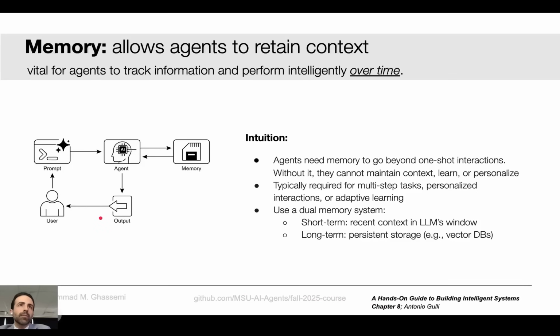So let's talk about memory. What does it do? Well, memory is what agents use to retain context. Usually these are things that they've seen in the past that are important for answering questions in the present. So it's pretty vital for agents to track information so that they can perform intelligently over time.